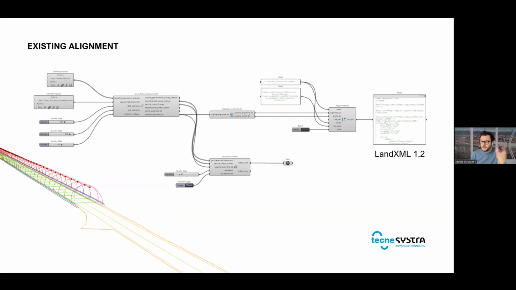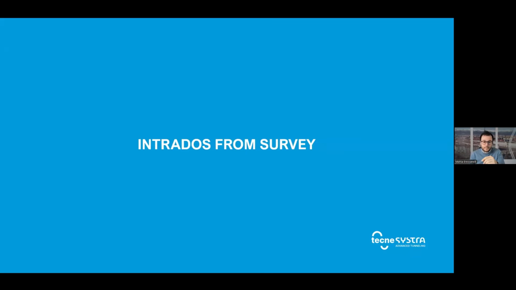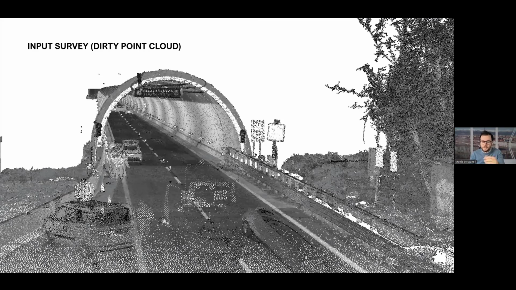So you can use it in other tools like Civil 3D or any other application for processing infrastructure data, or directly within Rhino with the custom tools we built. All right, then we build the intrados from the survey. So we get a very dirty point cloud with sometimes even cars and systems in it. We have to clean it up.